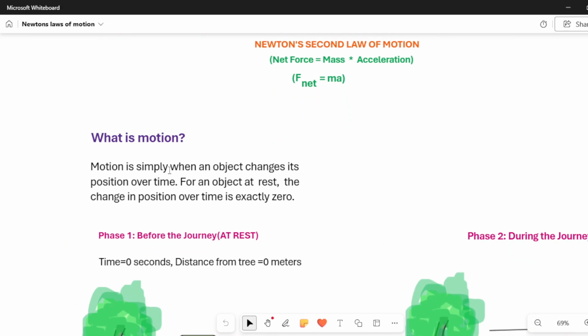Motion is nothing but a change in position of the object over time. If an object is located at point A and it moves to point B after some time, then the change in position over that time is called motion. In case there is no change in position over time and the object continues to stay in the same place, then the object is at rest. In that scenario, the change in position will be zero, and that state of motion the object is in is called at rest.